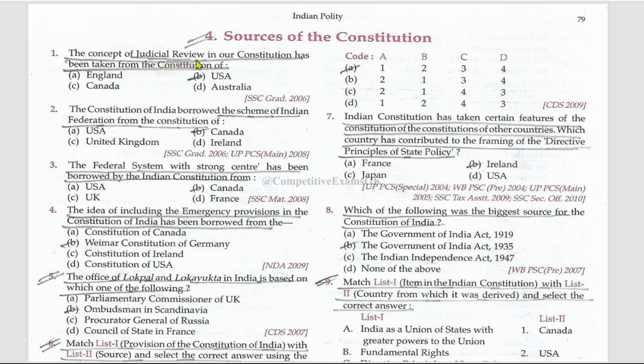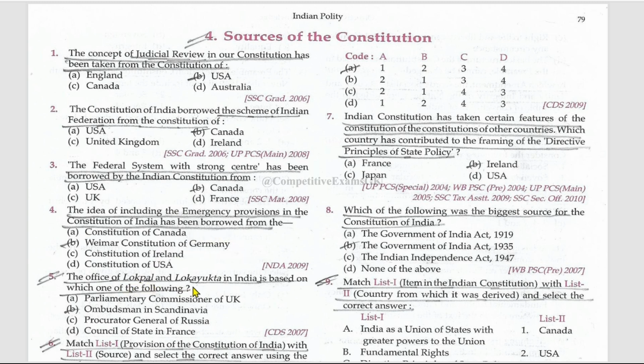The concept of judicial review in our Constitution has been taken from the Constitution of United States of America. The Constitution of India borrowed the scheme of Indian Federation from the Constitution of Canada. The federal system with strong center has been borrowed from Canada. The idea of including the emergency provisions has been borrowed from the Weimar Constitution of Germany. This is from Germany.